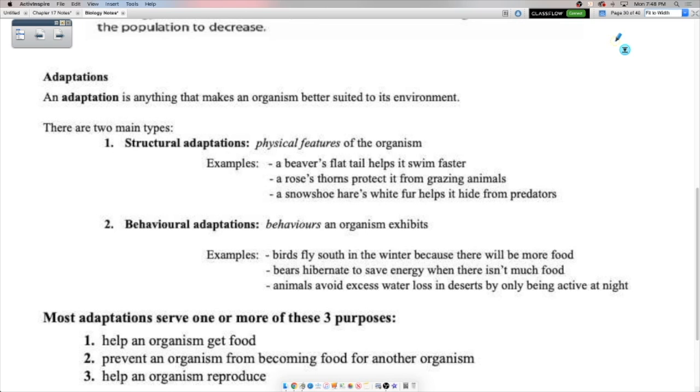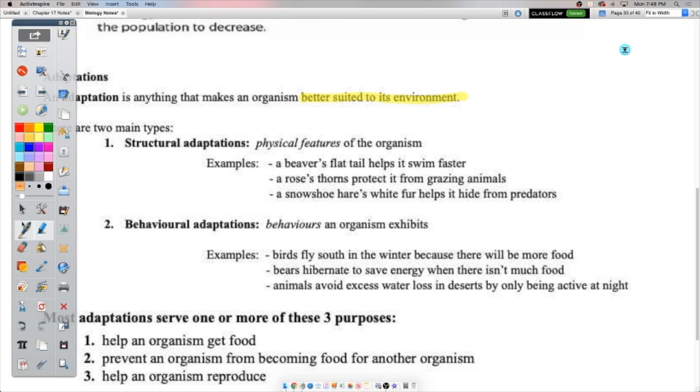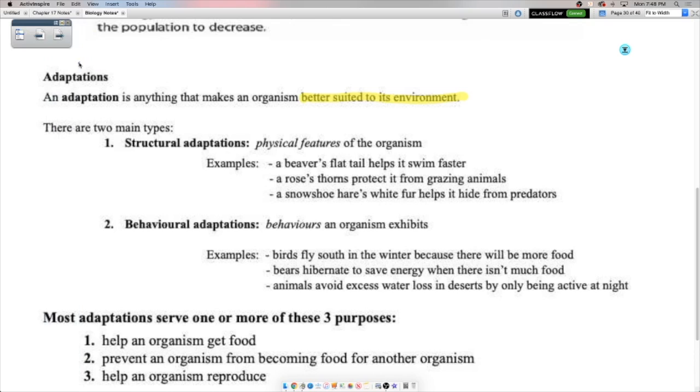Okay, so we start today off with adaptations. So what is an adaptation? It's anything that makes an organism better suited to its environment. I'm going to add to this definition a little bit because, yes, it makes it better suited to its environment. But really, what does that make it do? It makes it more likely to survive. If you're very well suited to your environment, you're likely to survive. And not only that, but reproduce. That will be important later.